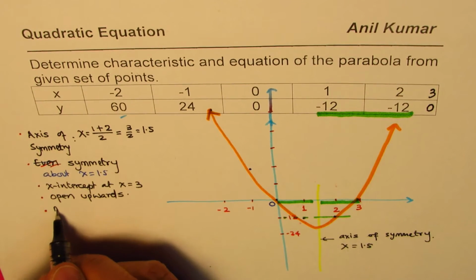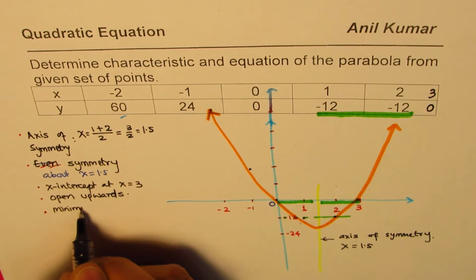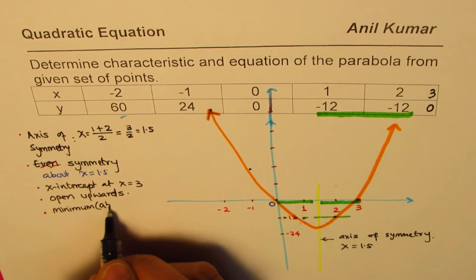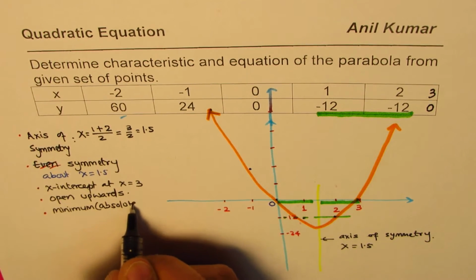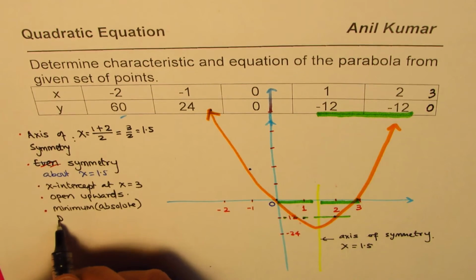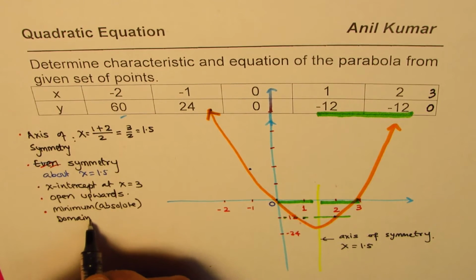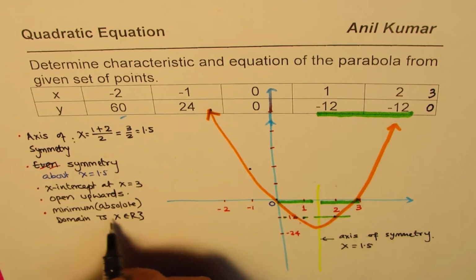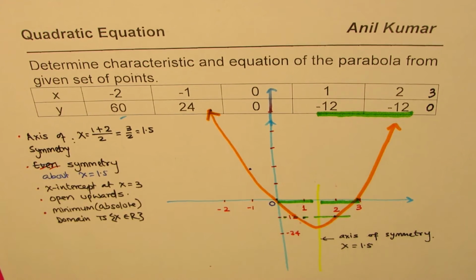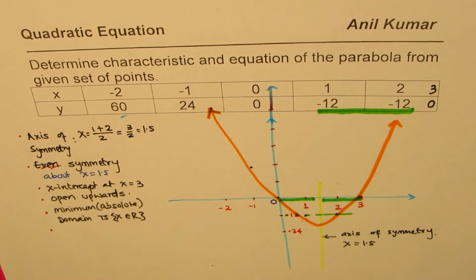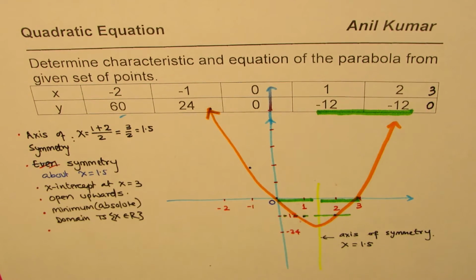It has a minimum value. I mean absolute minimum value. Domain is always all real numbers. X belongs to real numbers. As far as the range is concerned, we'll be able to find the range only once we find the equation, right? So we'll wait for that time.